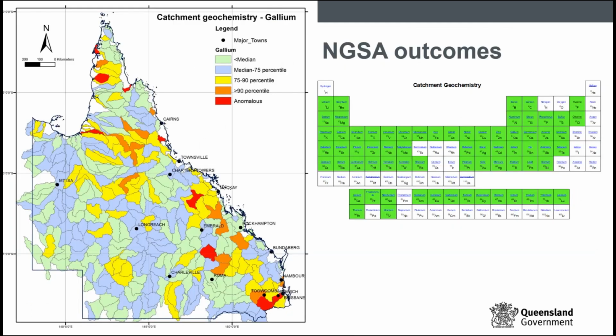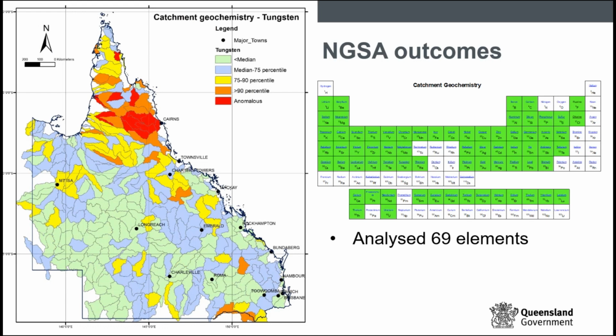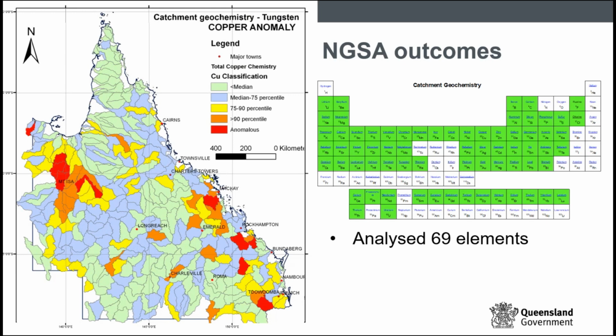This is an example of the output. Here you had gallium. It covers the entire Queensland. It pinpoints area where there's highest possibility of finding gallium versus the others. And it also covers 69 other elements. The second graph is for tungsten, where you see that there's a big concentration in the Cape York area, and that's for copper. As expected, you find copper in the Mount Isa region.